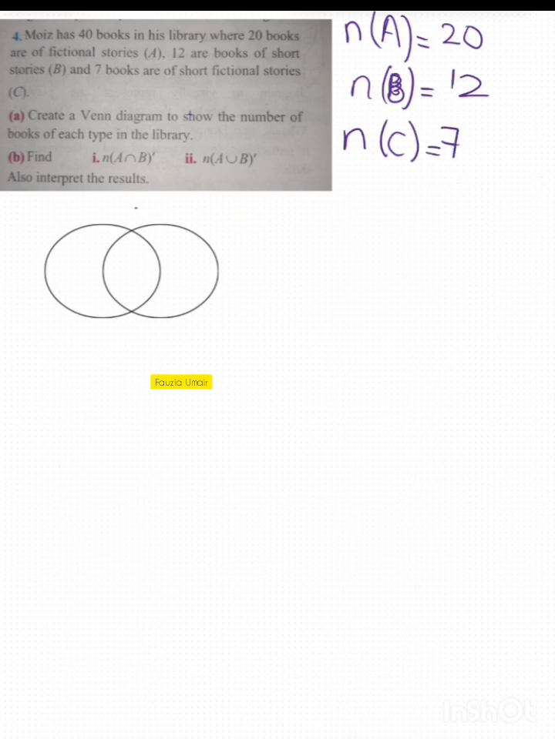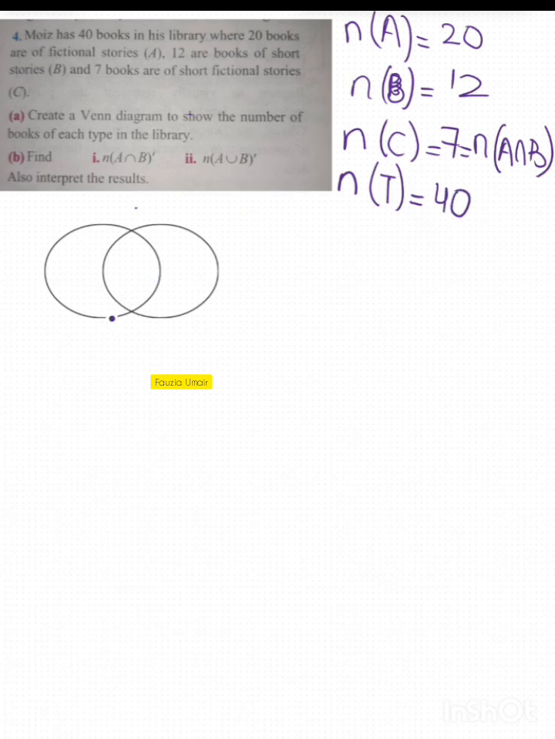Actually, number of short fictional stories, n of C, is basically, if you write it like this, n of A intersection B. It's not that it is the third category. The C is basically the common of the two, short fictional stories. So understanding the question is very important. And the total books, this is also important, total books are 40.